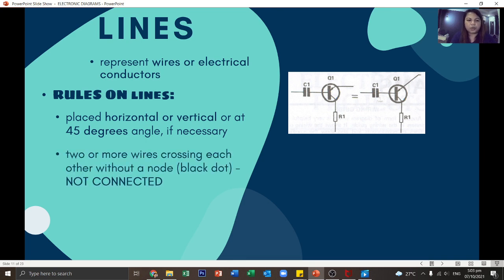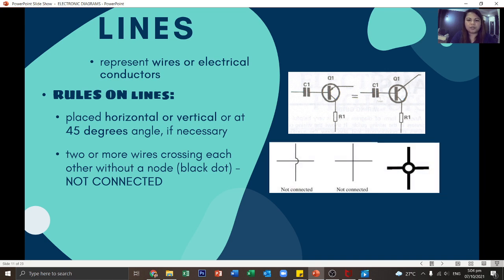Two or more wires crossing each other without a node or black dot means they are not connected. We already discussed this last time. So this one, even though they cross each other, means it is not connected. Even this one and this one, this is called a line hop, HOP. You may be confused because in your module, this drawing in the middle says that these two lines are connected.